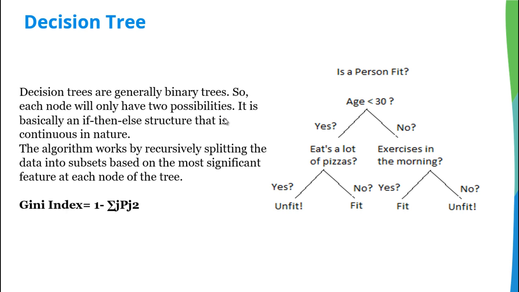The algorithm works by recursively splitting the data into subsets based on the most significant feature at each node of the tree. All right. So is a person fit? Age is less than 30? If yes, you go to yes. If no, no. Eat a lot of pizza? Yes, unfit. No, fit. Exercise in the morning? Yes, fit. No, unfit. So that is how it continues on down, down, down until you get a final answer. So that's the decision tree for you.